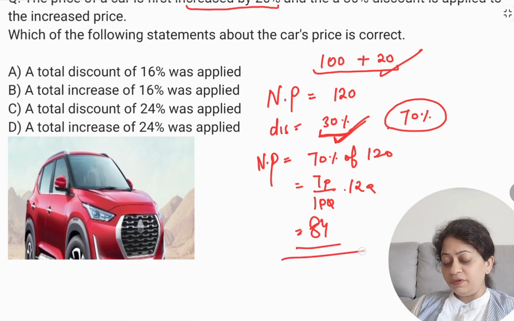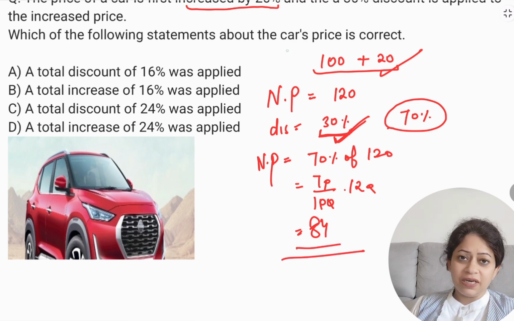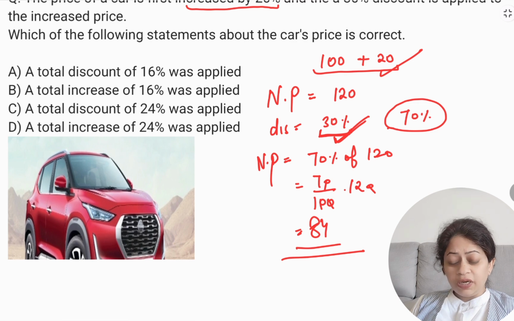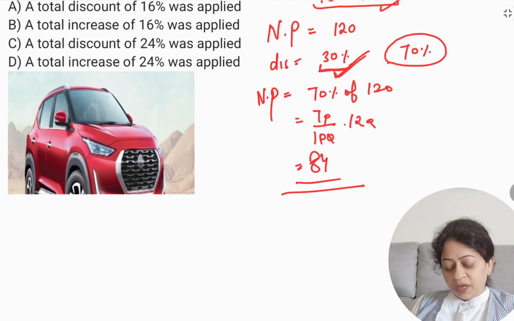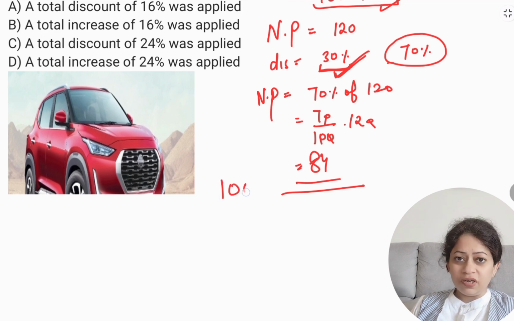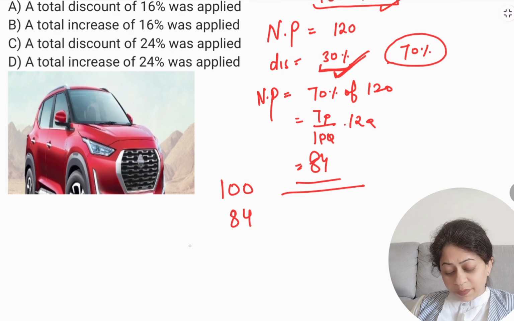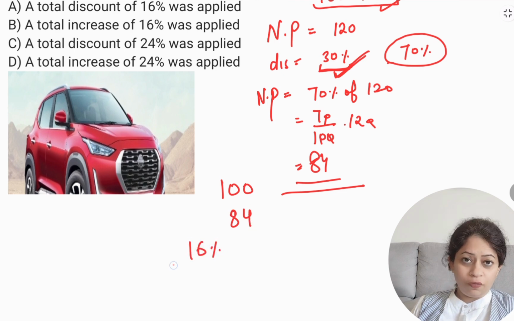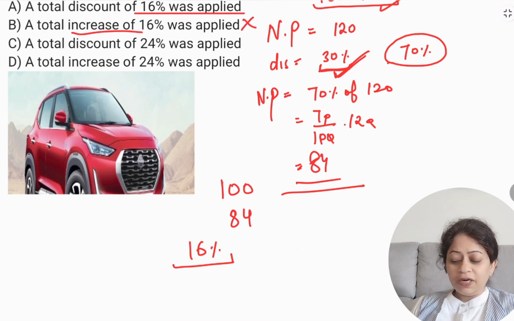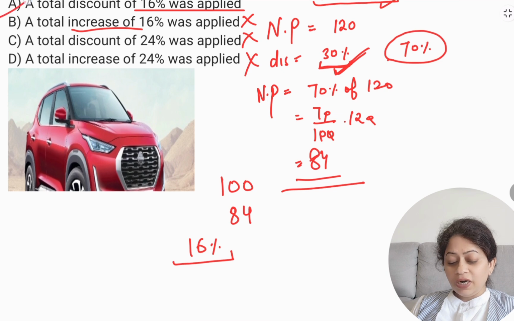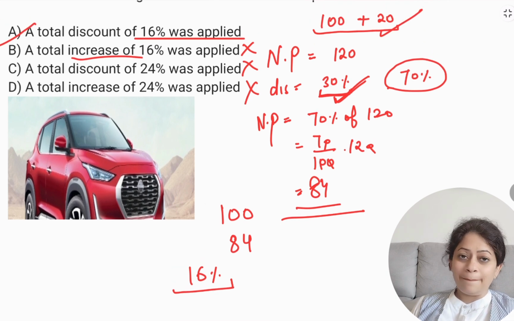Now they are asking us which of the following statements about the car's price is correct. Now on total, if we see overall, was it a discount or is it an increase in price? Okay, the original price was 100 and the final new price is 84. So it is actually 16% less, or a 16% discount they are offering, right? So that means a total discount of 16% was applied. It is not an increase, definitely. It is not 24% at all. So the answer is A. A total discount of 16% was applied, right?